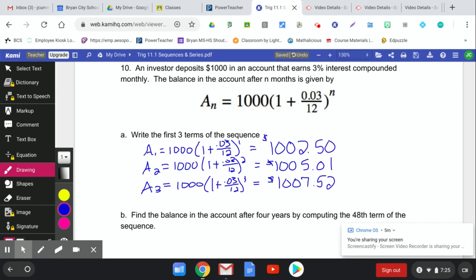Okay. And then we want to find the balance in the account after 4 years by computing the 48th term of the sequence. So we're just finding the 48th term, because remember this is monthly, so that's after 4 years. And our friendly calculator says $1,127.33. Okay. In the next 2 lessons, we'll get more specific on certain types of sequences and series.